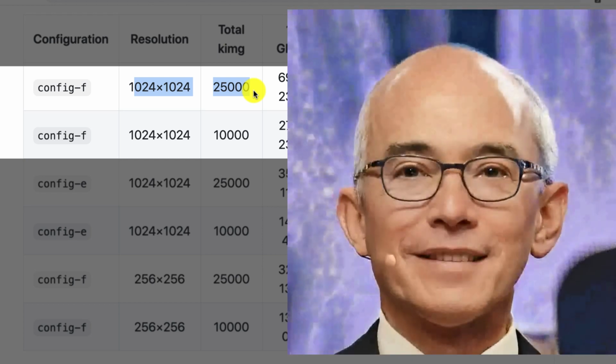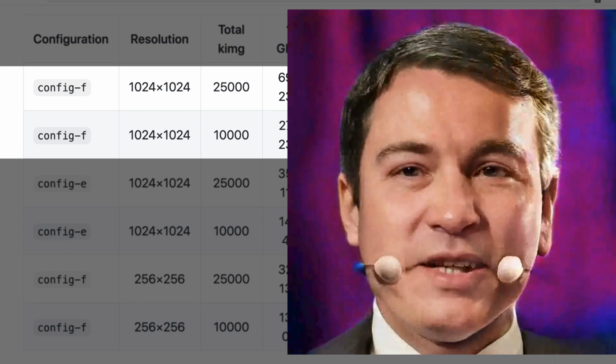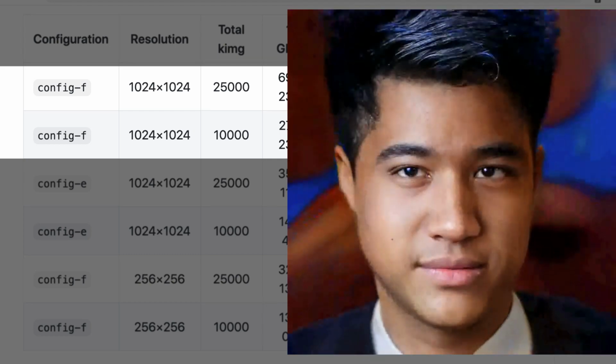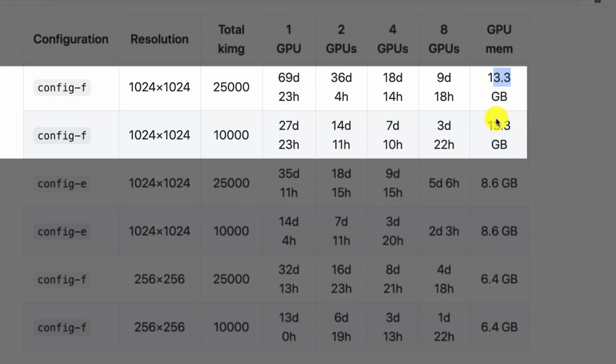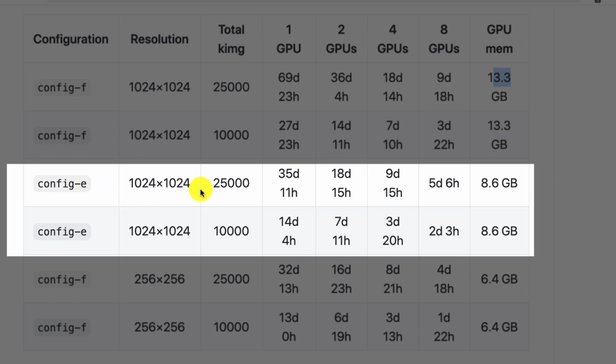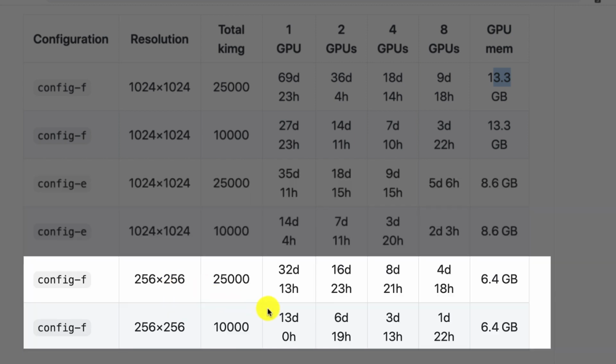To train this from scratch is going to require 13.3 gigabytes on the GPU. Now, if you've got multiple GPUs, it requires that much on each of them. It's not like they combine. Now, if you're willing to decrease down the configuration, smaller batch sizes, other things, you can get that down to 8.6, or if you want to really drop your resolution, down to 6.4.